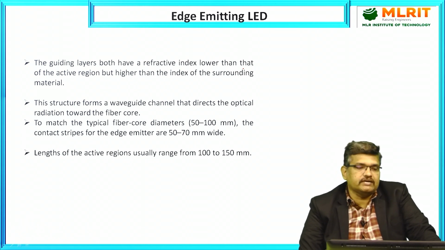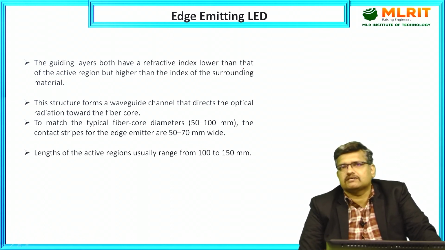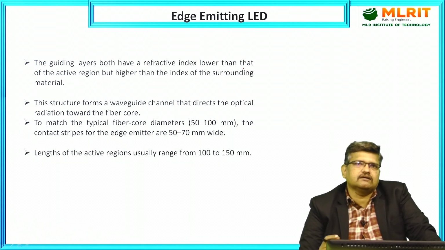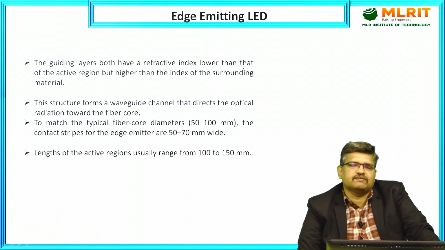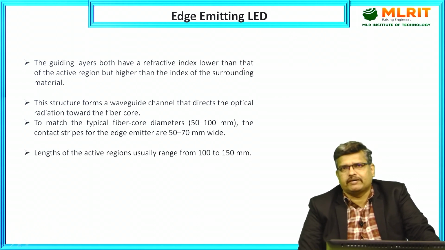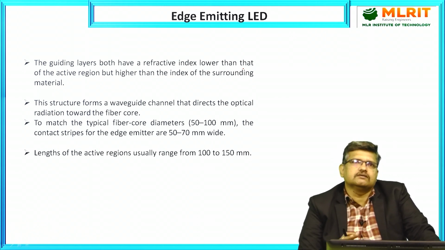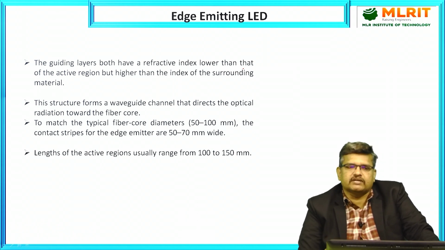Another important point: to match the fiber core diameter, the contact strips for the edge emitter are 50 to 70 micrometers wide. Normally, the length of the active region ranges from 100 to 150 micrometers. So these are the major construction details about the edge emitting LED.